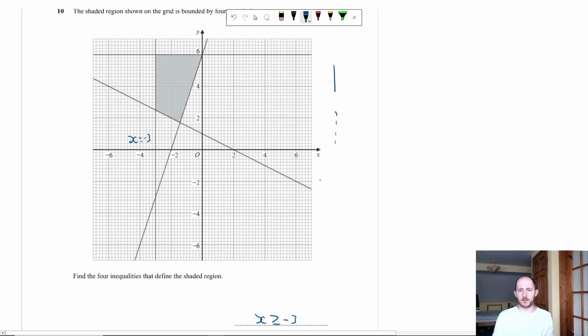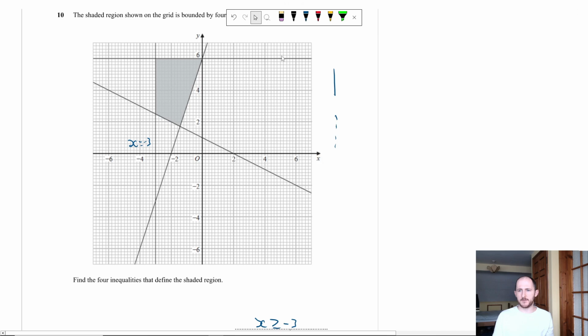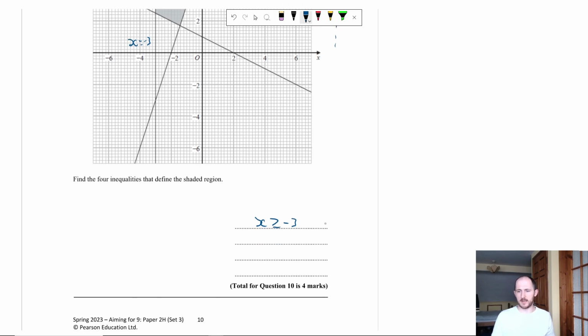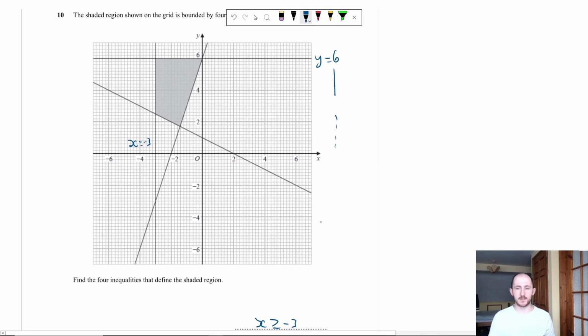That's 3. So again, I'll start with the easy one. So again, this one here, I'm going to count that as 6. So that's y equals 6, right? Because again, it's a horizontal line at y equals 6. And it's below it, and it's equal to. So it's y is less than or equal to 6. There you go. I've gotten 2 marks already. For some of you, that might be enough, but let's be a little ambitious.